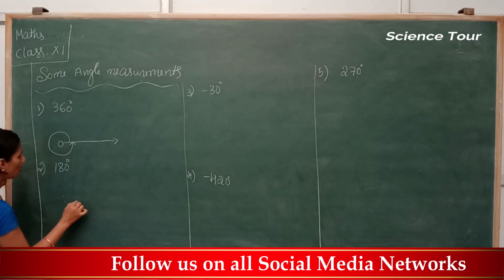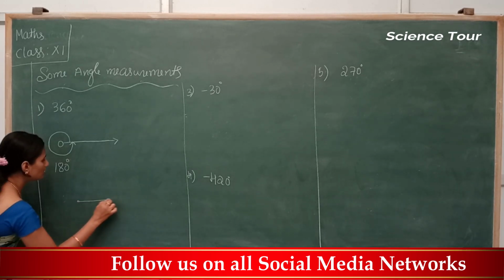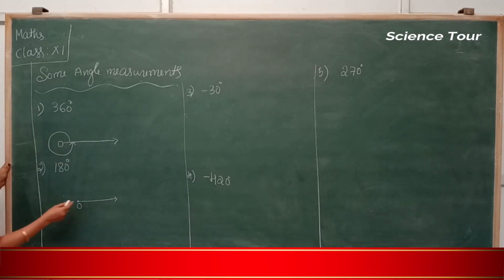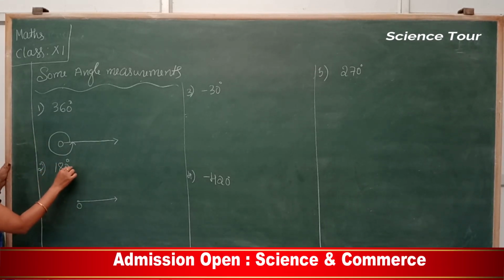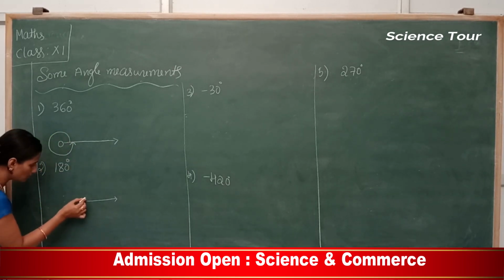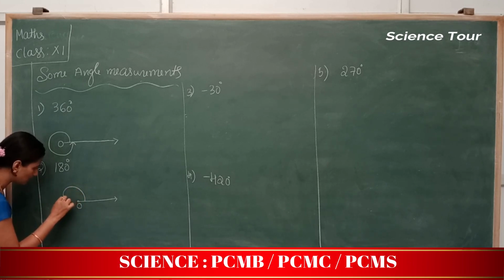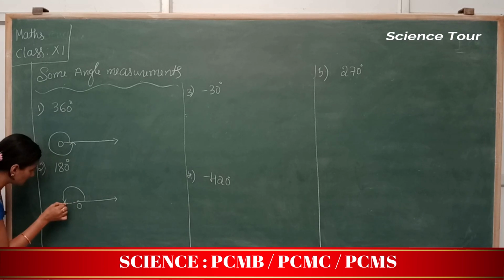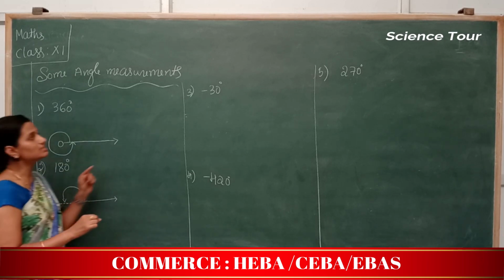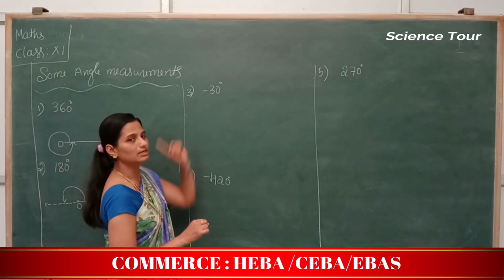So 180 degree how to measure? So this is your initial ray. So this is initial point. And it is plus 180 degree means positive angle, the rotation is anti-clockwise direction. So this is your 180 degree. Clear no? 180 degree. Now next is minus 30 degree.